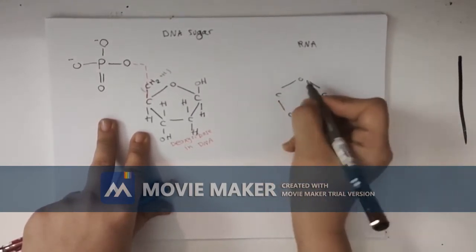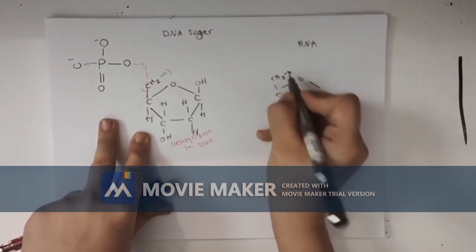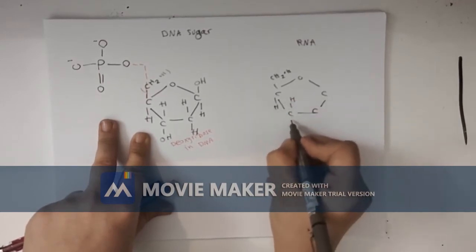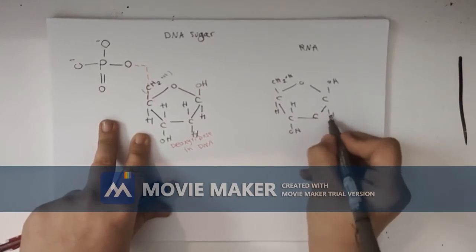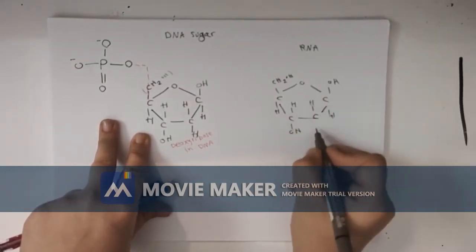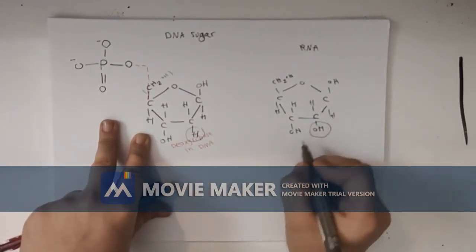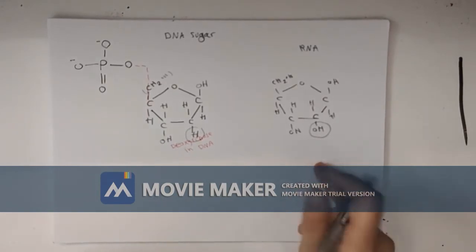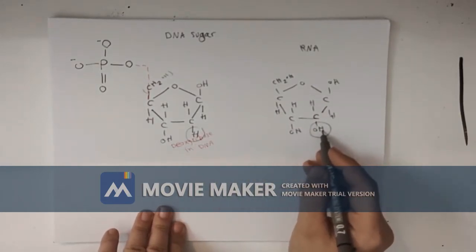Okay, and from here we have CH2OH, and here we have H, H, OH, OH, H. Now here is very important. This is H, and here is OH. This hydrogen and OH group on the second carbon are very important. In RNA, the H is replaced by the OH.